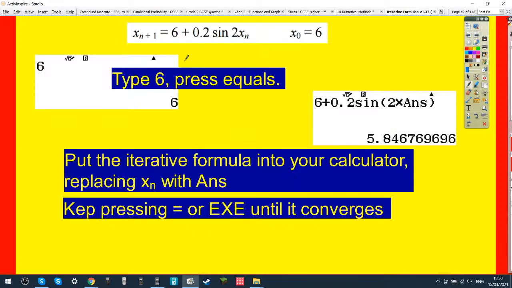So try this one. That is 6 plus 0.2 sine 2 xn. You can see how I put it in. So try putting that in your calculator with 6 as your initial value, and see if you get the same x1.